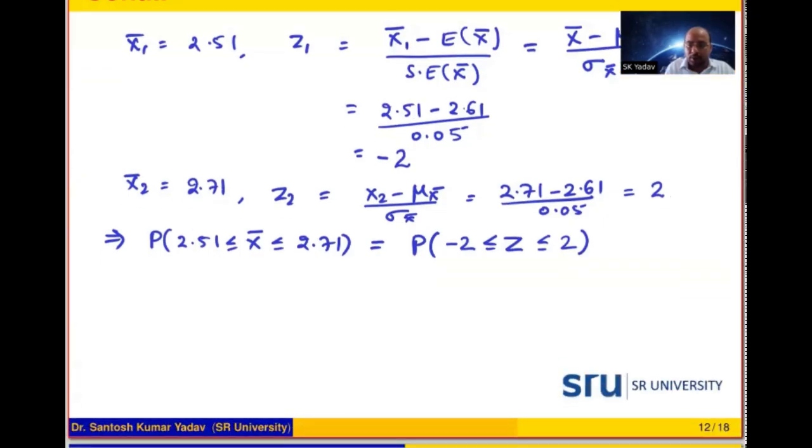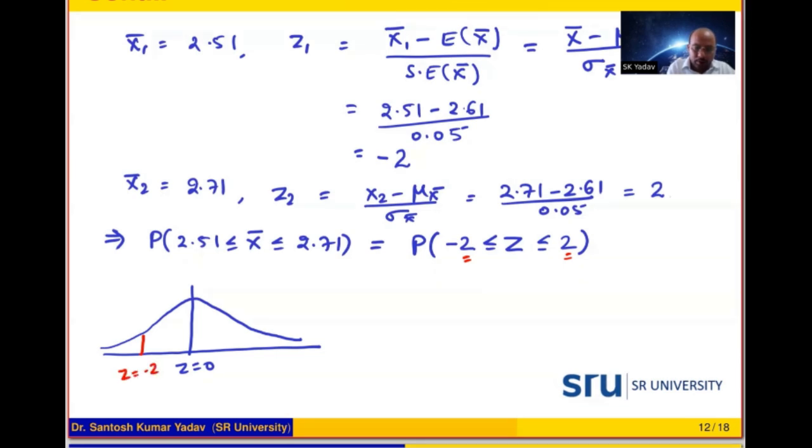Now, as the usual step, you can draw the normal curve and shade the region. So here is the normal curve, and now you can see here z is equal to 0, and you have to find from z equal to minus 2 up to 2. So minus 2 will be on the left side, and z equal to 2 on the positive side. So you have to find the area under this curve from minus 2 to 2.